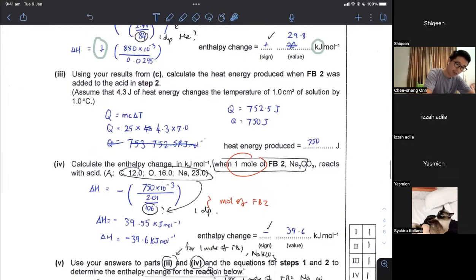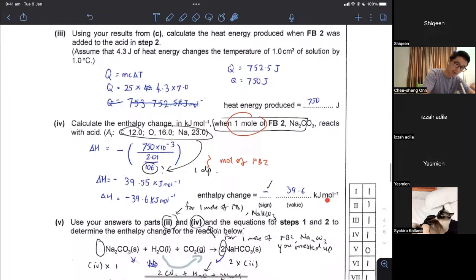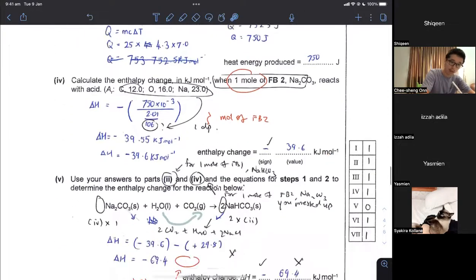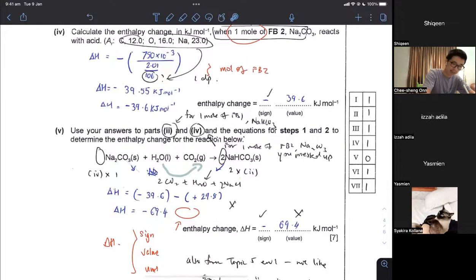Do the same thing for FB2. This is kilojoule per mole of FB2. Remember what I said earlier at the beginning? This is for 1 mole of this substance. So for number 2, that was the first one, you need to multiply by 2 because you have 2 moles of the solid. You have 1 mole of this solid. So Hess's law: 1 times that minus 2 times that.